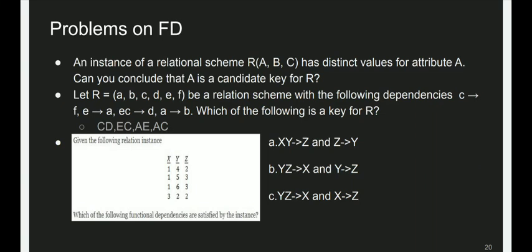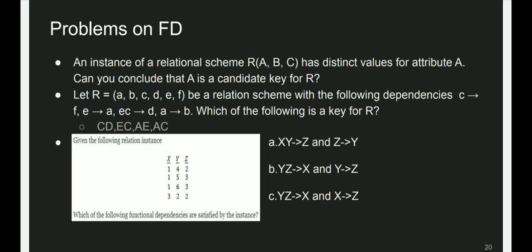Now if you take EC, EC can determine D and obviously EC can determine E and C. So C can determine F, E can determine A, A can determine B. So everything is there: A, B, C, D, E, F, everything is there. So that's the answer.